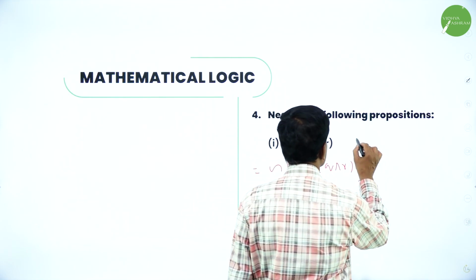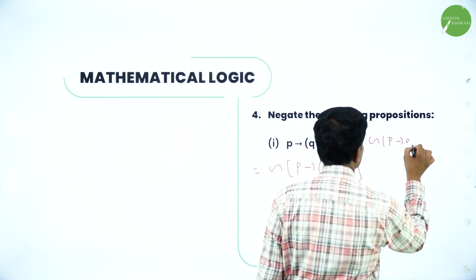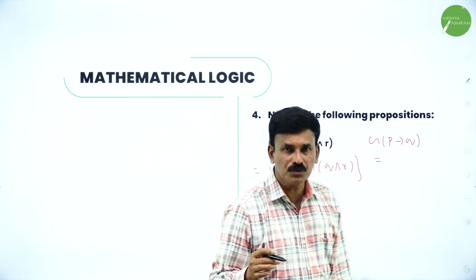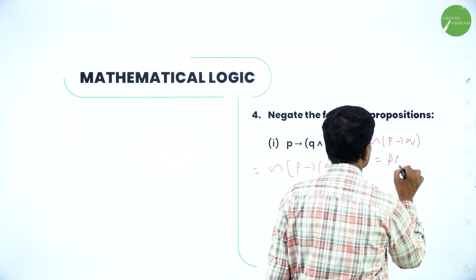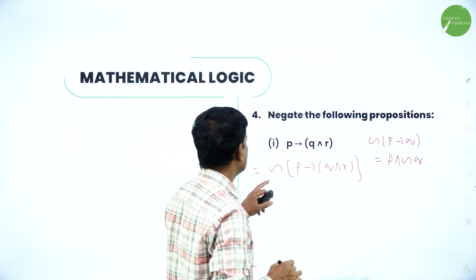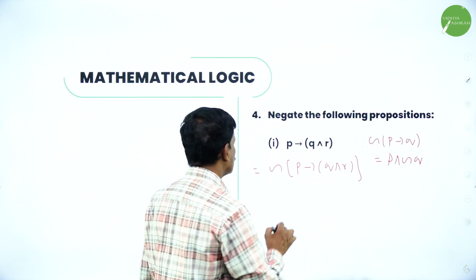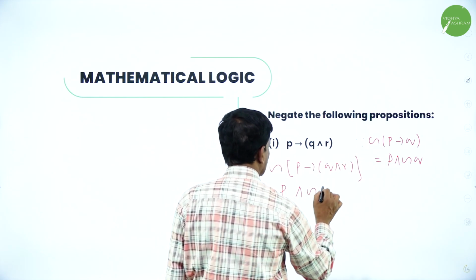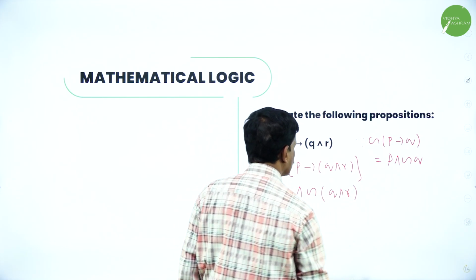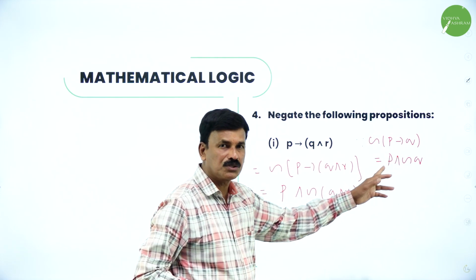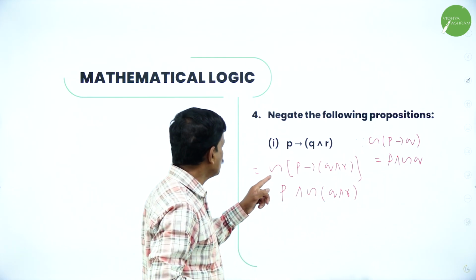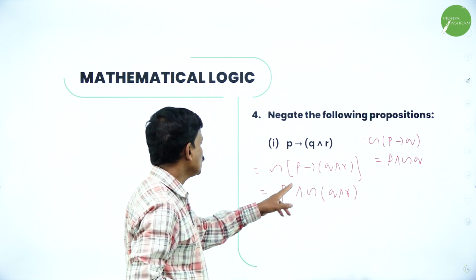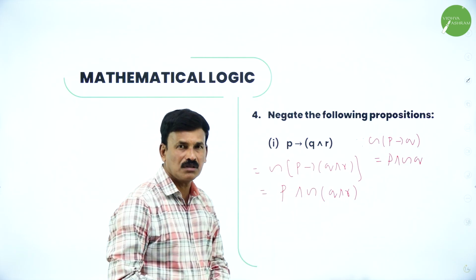So using this property, negation of P conditional to Q is equal to P conjunction negation Q. So use this property. Negation of P conditional to Q conjunction R is nothing but P conjunction negation of Q conjunction R. So using the property negation of P conditional to Q is P conjunction negation Q. So here this is P and Q. So negation of P conditional to Q conjunction R is P conjunction negation of Q conjunction R, right?